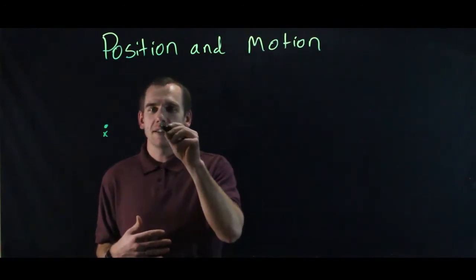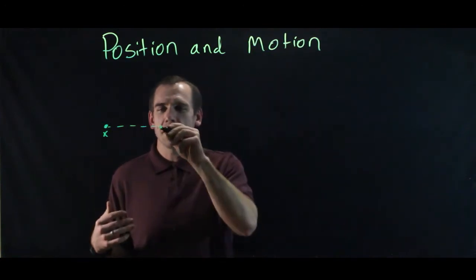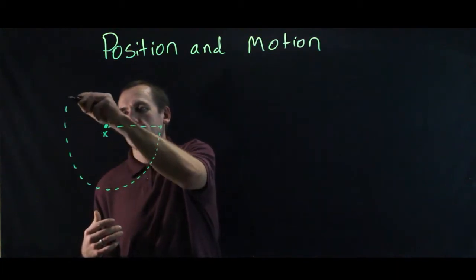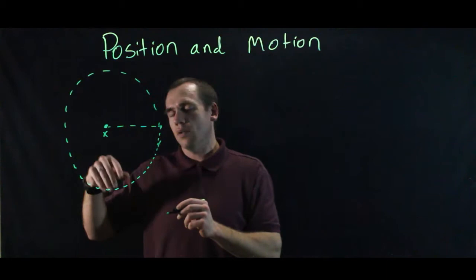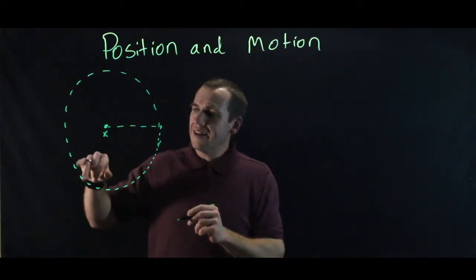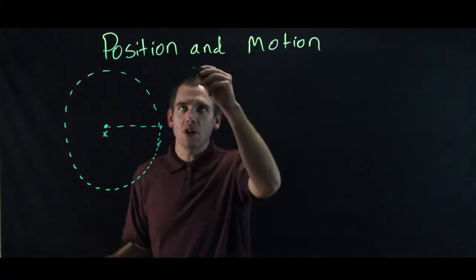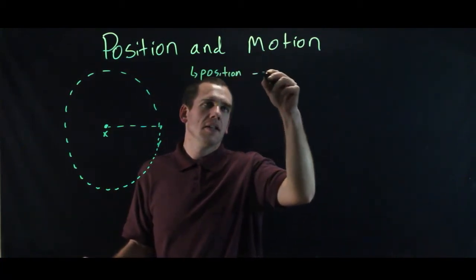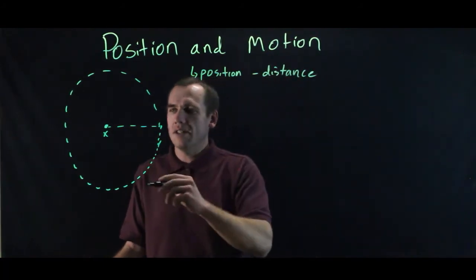But if this distance is 1 meter, just the distance of 1 meter doesn't actually give me a position, because anything that's in this 1 meter radius circle, I didn't do a very good job with that, but anything on that circle is 1 meter away from my reference point. So the position needs a distance, but it needs more than a distance. It also needs a direction.